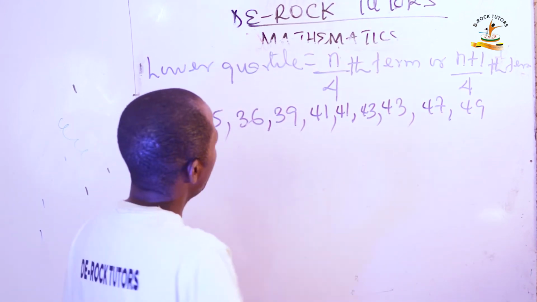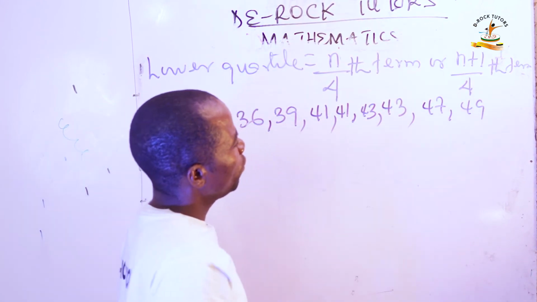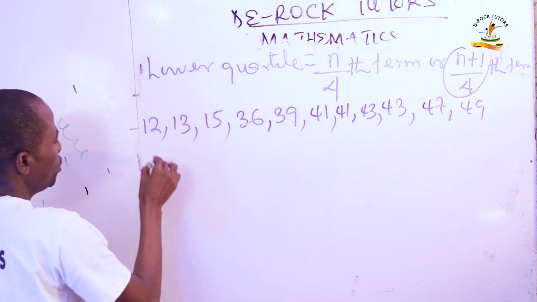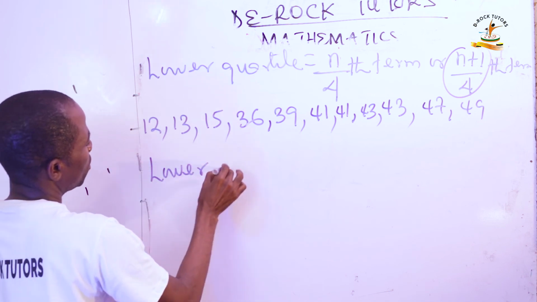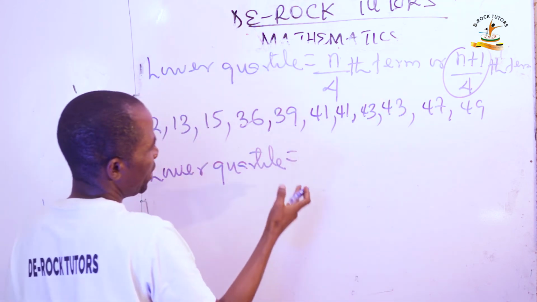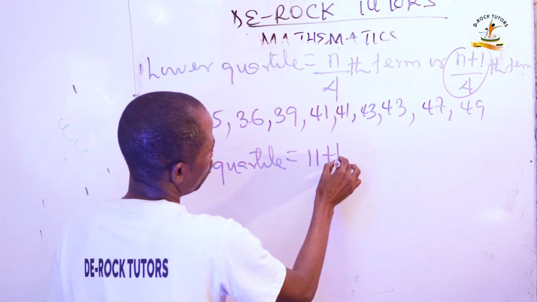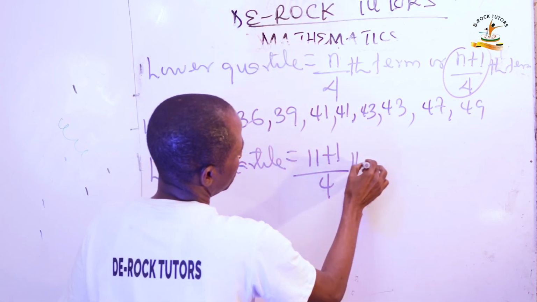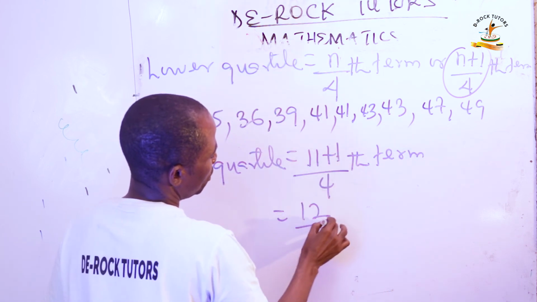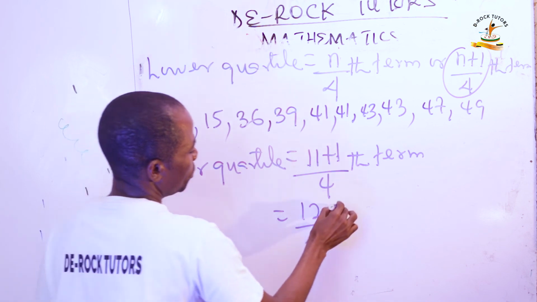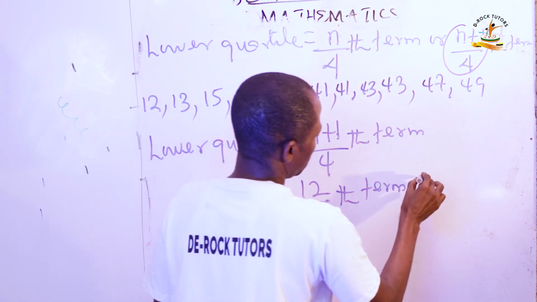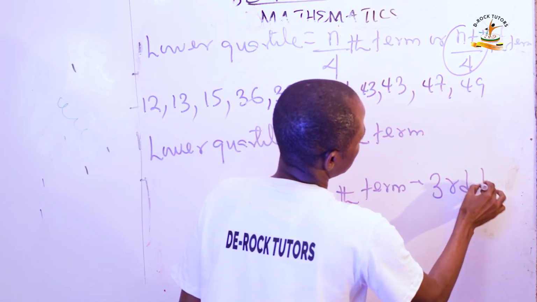Like I've said earlier, when the number of the figures here is an odd number, we are supposed to make use of this formula. So the lower quartile now will be n plus 1 all over 4th term. n is 11. That's 11 plus 1 all over 4th term. 11 plus 1 is 12. That's 12 divided by 4 term. And 12 divided by 4 is 3. That's the third term now.